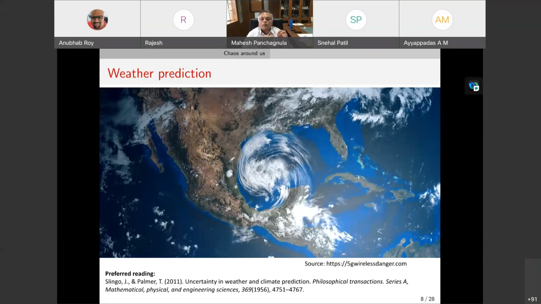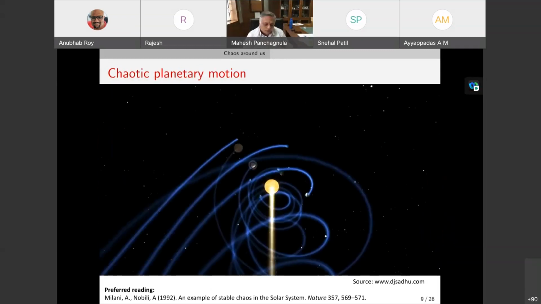Okay, you can read more in this paper by Slingo and Palmer, but essentially this uncertainty in weather and climate prediction comes from this core idea that there are unstable separatrices. There are unstable patterns that are encountered in the process of this weather pattern evolving.